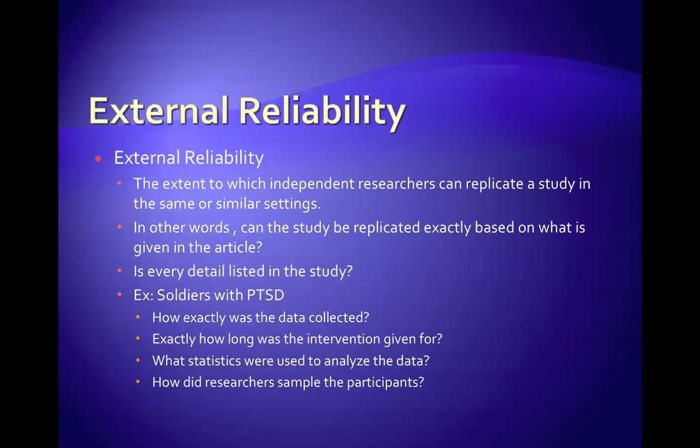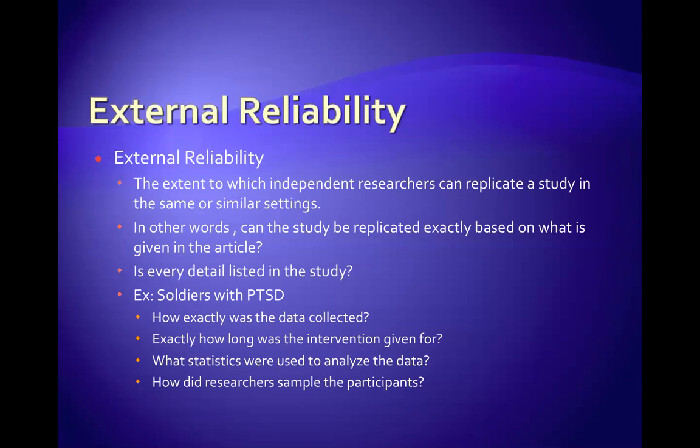External reliability is really the extent to which researchers can read a study and replicate it based on what they read in the article. So is the journal article giving you enough description that you could replicate that study based solely on the description they're giving you in the methods and results section? Is there enough detail to do that?